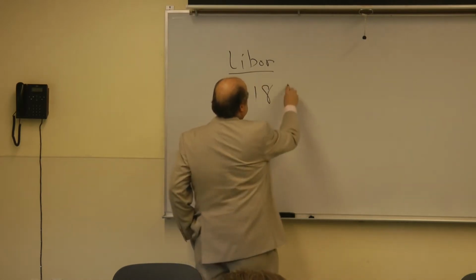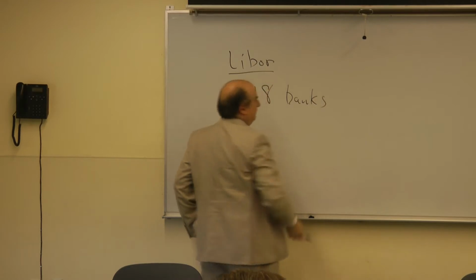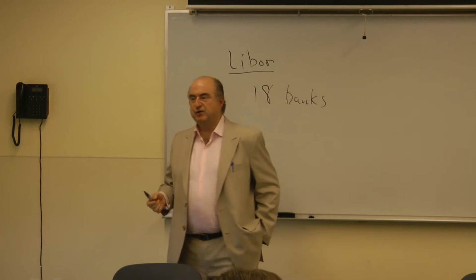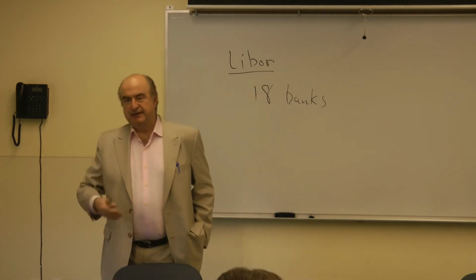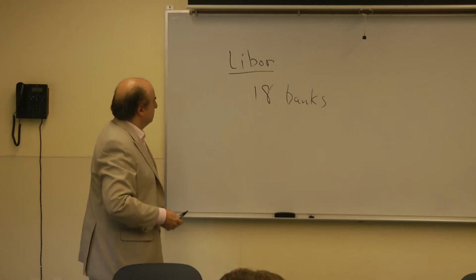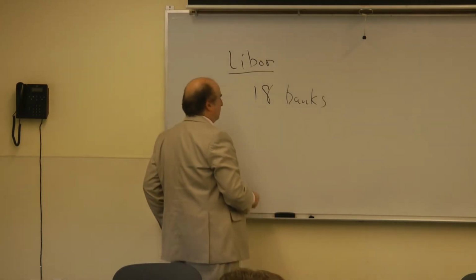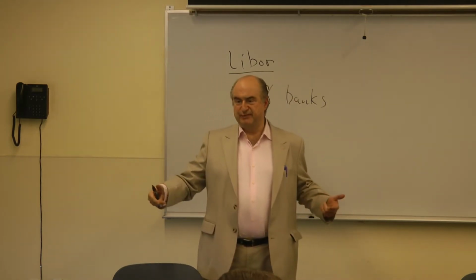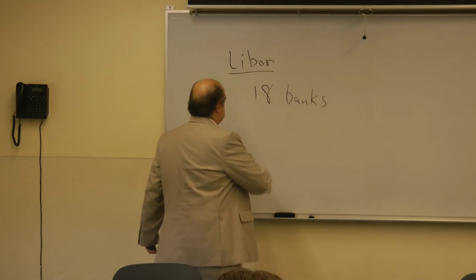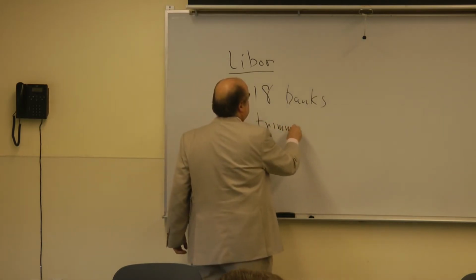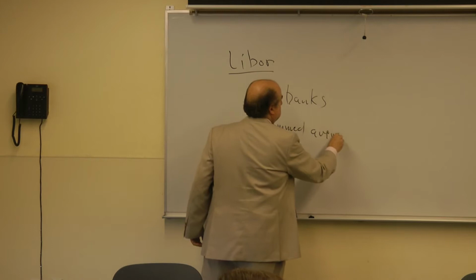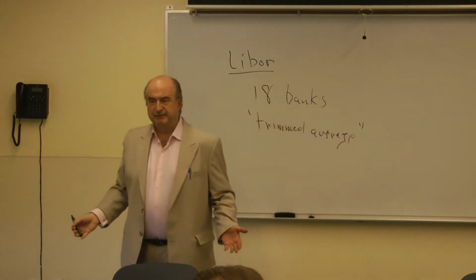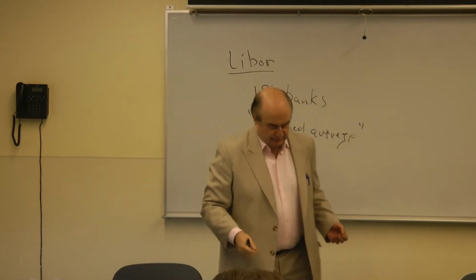So you have 18 banks report every day around 11 a.m. what it would cost them to borrow money from another bank. And they submit that. Then they take the 18 submissions and they lop off the 4 lowest and the 4 highest. That's a total of 8, so they have a remaining 10. So they take what is called the trimmed average. So they knock it down to 10. Fine. Stability. Problem is, it didn't work.